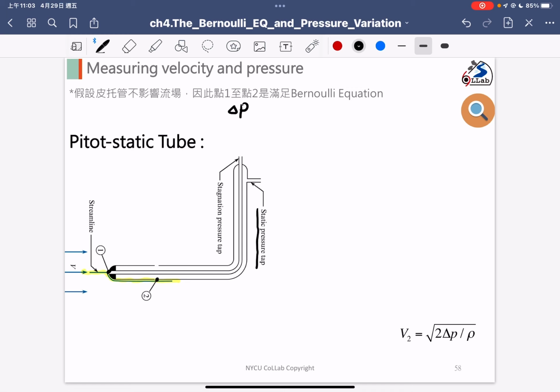Okay, so in the same figure 3.9, we can apply the Bernoulli equation from point one to point two. We write down the equation P1 plus gamma Z1 plus 1/2 rho V1 squared equals P2 plus gamma Z2 plus 1/2 rho V2 squared. Right now, the purpose is to know V2. How can we compute V2? Because point one is the stagnation point, we don't have V1, the velocity is zero.